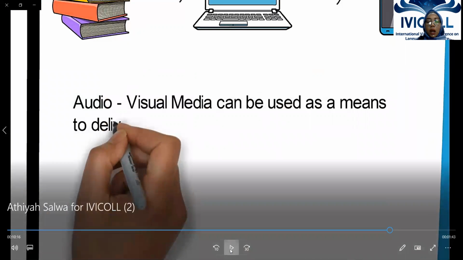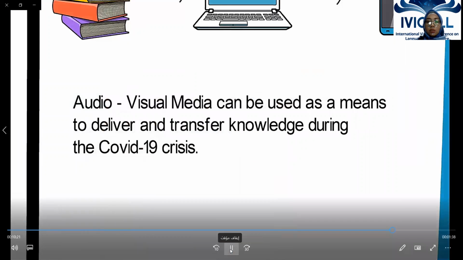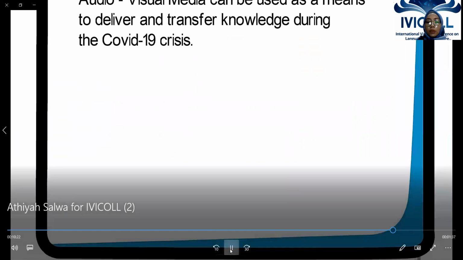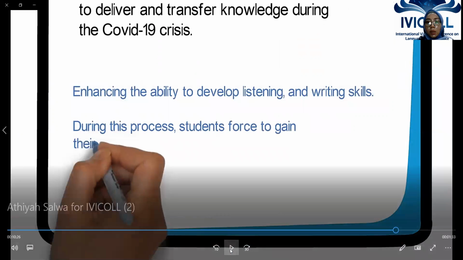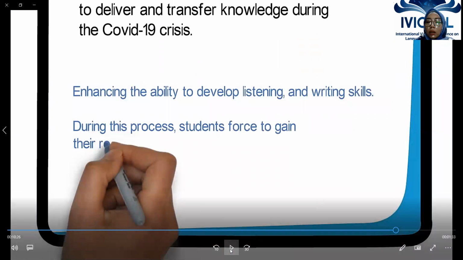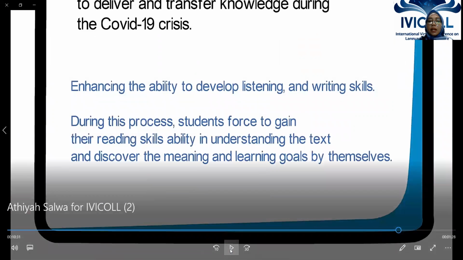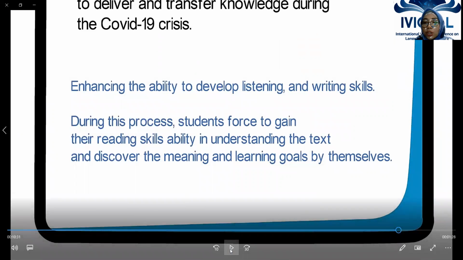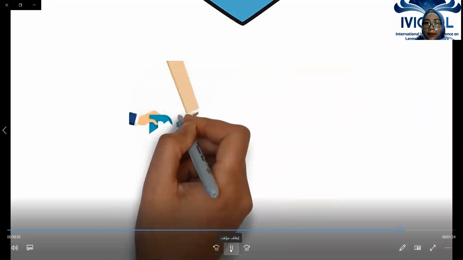Also, audiovisual media can be used as a means to diversify and transfer knowledge during the COVID-19 crisis classes. This also enhances the ability to develop listening, writing, and speaking skills. And students are forced to gain reading skill ability in understanding the text and discovering the meaning, learning to achieve the goals of the learning by themselves.